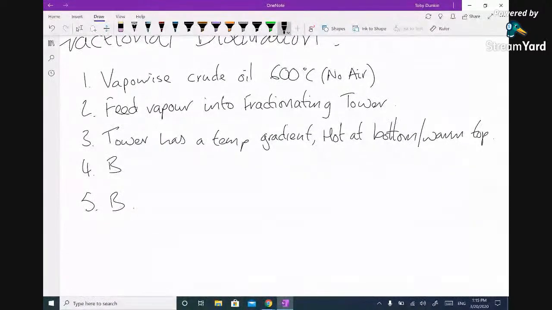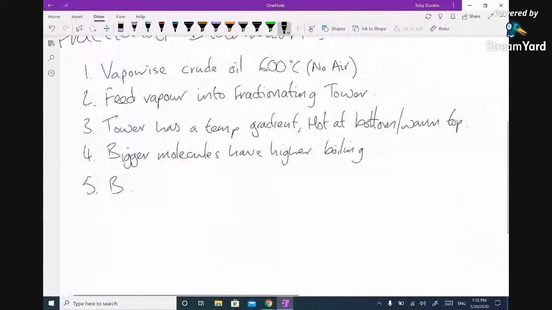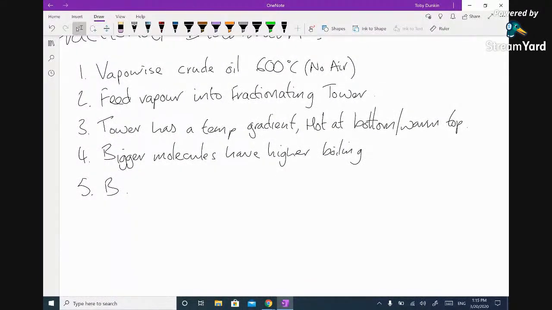Next, bigger molecules have higher boiling points. Now, this is the tricky bit. So far, GCSE is exactly the same as this, but now you get your extra mark for point 4. Bigger molecules have higher boiling points. You now need to explain why.